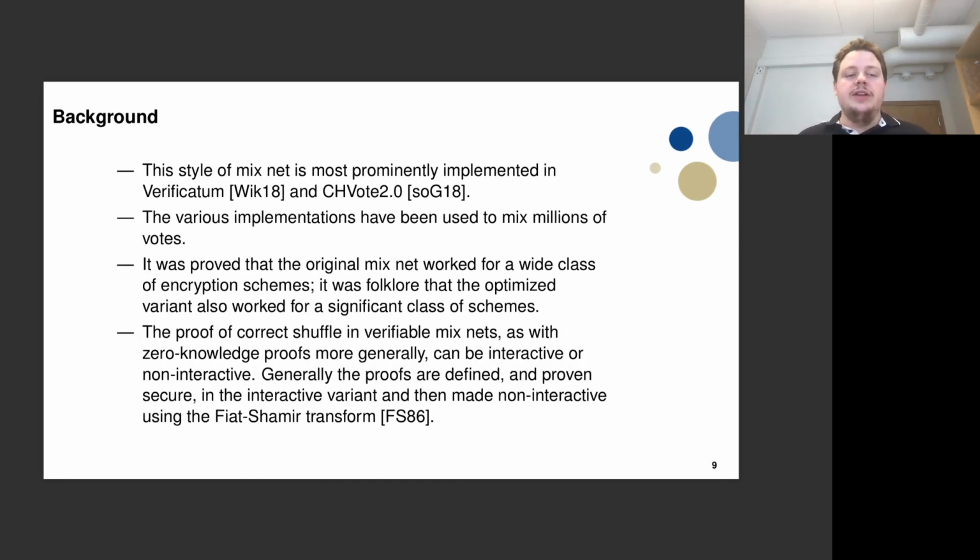And the other thing that I want to mention in background is that proofs of shuffle, as with most sort of zero-knowledge proofs, can either be interactive or non-interactive. And generally the proofs are defined and proven in the interactive variant and then made non-interactive using the Fiat-Shamir transform. And I'll talk a bit more about that later.